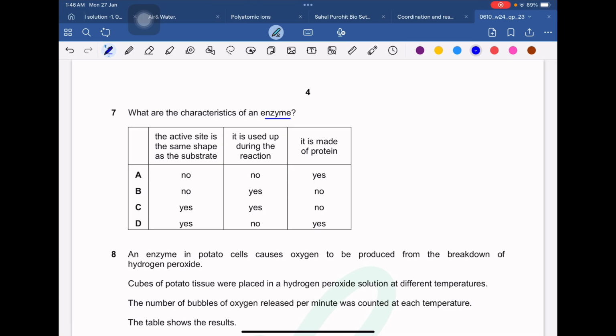Secondly, it is used up during the reaction. No, enzymes are not used up during the reaction. They can be used over and over again because the enzyme does not change. So the answer will be no. And it is made up of a protein. We know that all enzymes are proteins. So the answer for that will be yes. So the most appropriate option for this question will be A.